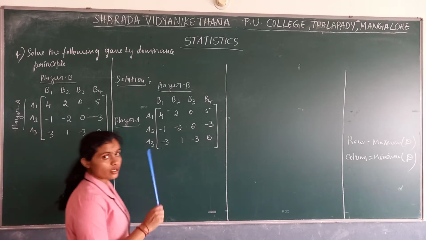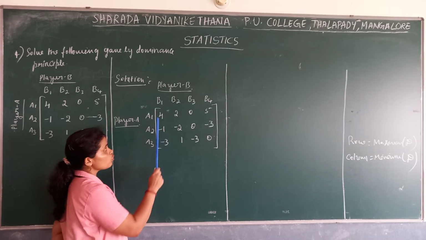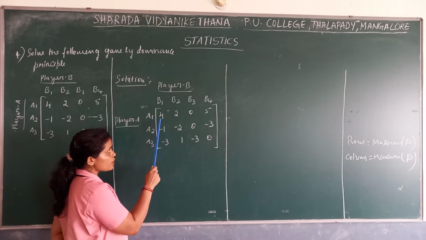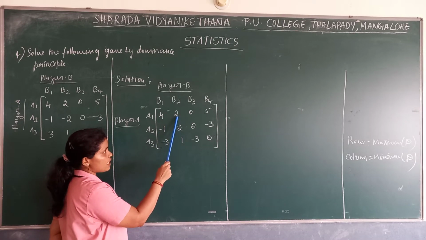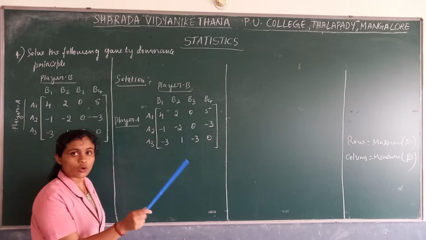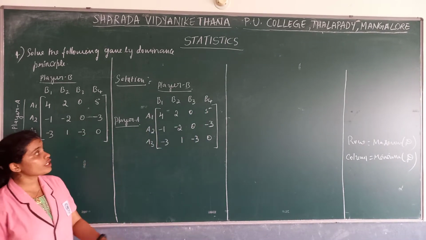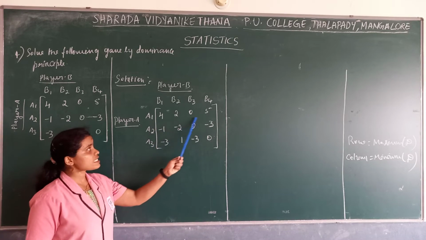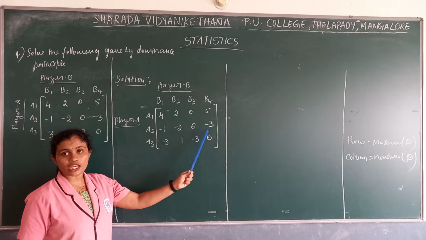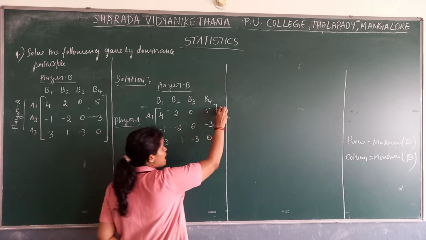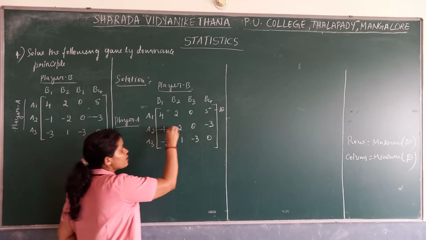Start your comparison, row wise comparison. Strategy A1 with A2: 4 and -1, 4 is the largest value; 2 and -2, 2 is the largest value; 0 and 0 equal; 5 and -3, 5 is the largest one. So here we get A1 as the maximum row compared with strategy A2. So A1 is the dominating one, and we can delete A2.